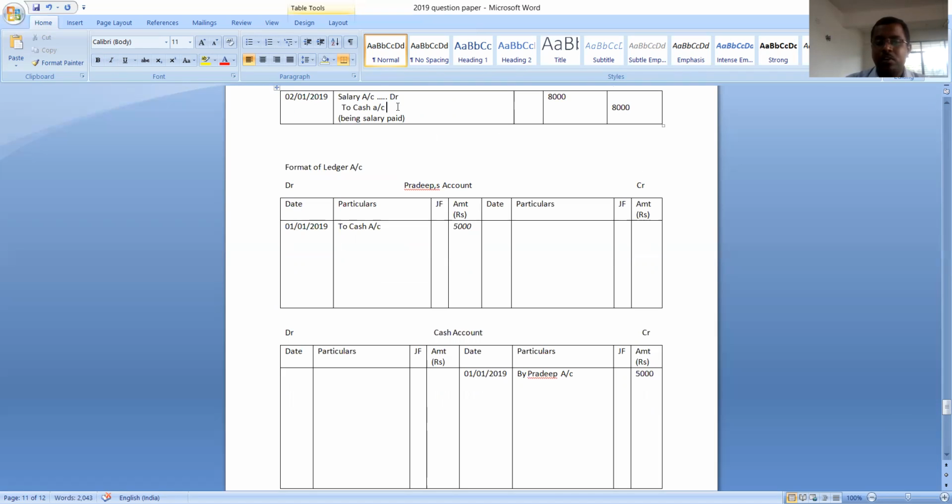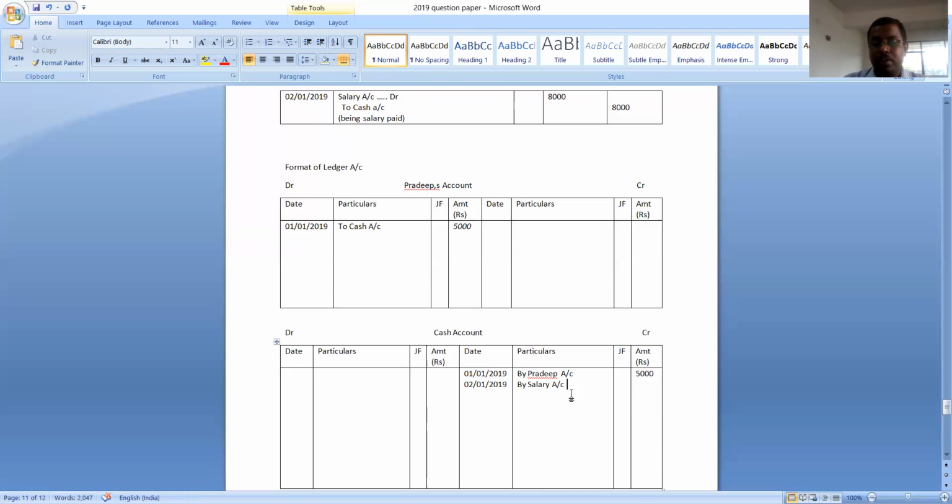Now what about the cash account? The cash account is actually credited. So now move towards the credit side of the cash account and write the date of the transaction, that is 2nd January 2019. Now in the particulars column, what should you write? You should write the name of the account that is debited. Which account is debited? Salary account is debited.